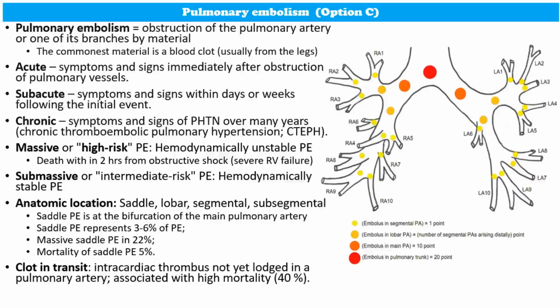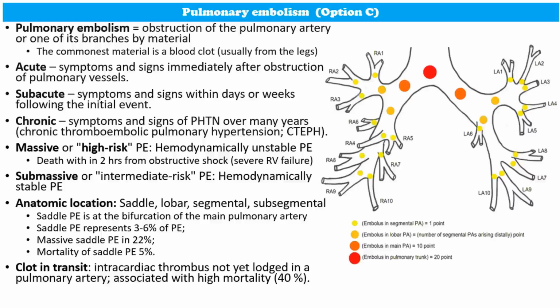The distinction between hemodynamically stable and unstable PE is important because patients with hemodynamically unstable PE are more likely to die from obstructive shock due to severe right ventricular failure. Importantly, death from hemodynamically unstable PE often occurs within the first 2 hours, and the risk remains elevated for up to 72 hours after presentation.